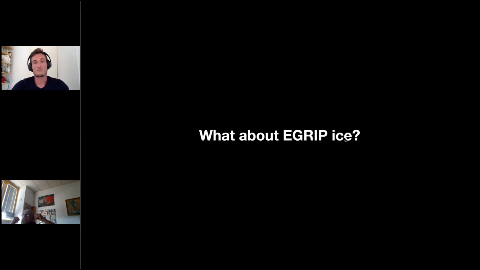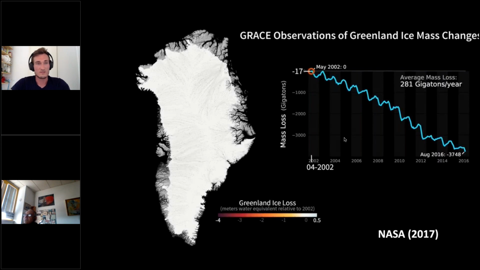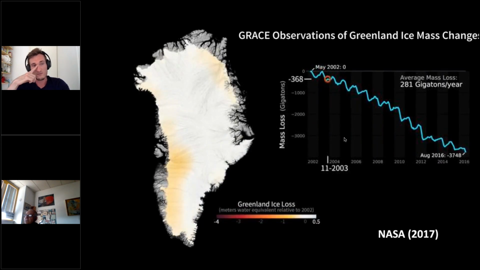So what about EGRIP now? How can EGRIP, this new ice core, maybe help us? And the thing about EGRIP is, maybe you haven't heard about it yet, so I'll give you a very brief introduction. EGRIP is located in the northeast of Greenland.